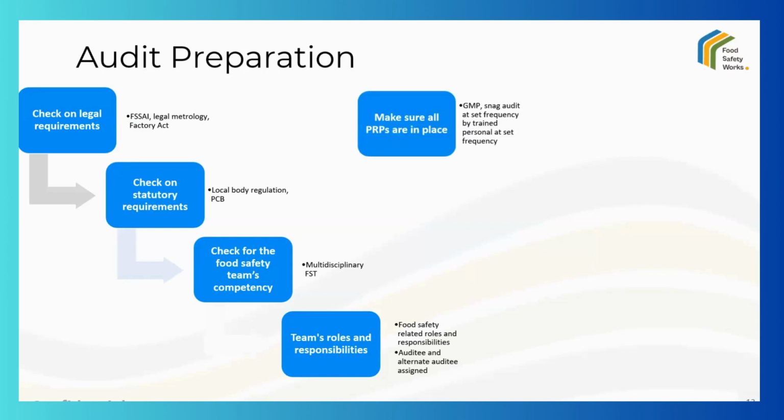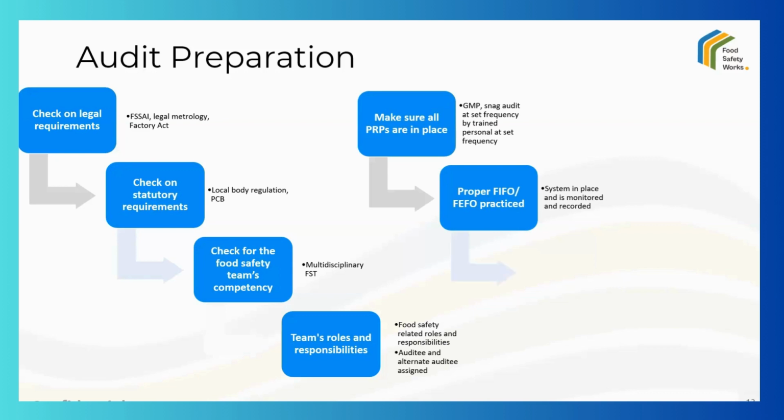Make sure all your prerequisite programs are in place. You conduct different gap audits or snag audits. Is that set aligned? What are the results which you get? Are you maintaining proper stock rotation? What is the practice which you follow? How are you monitoring all of those in the system? Is it recorded? Do you have a place where you keep your near-to-expiry items?